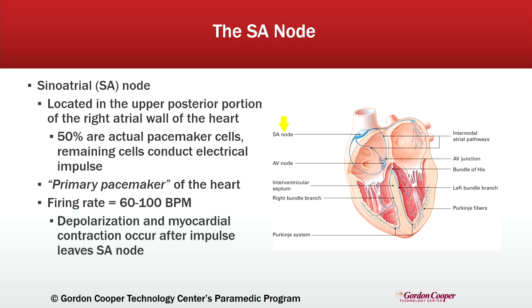Now you'll often hear it referred to as the primary pacemaker of the heart because it sets the pace for the rest of the heart's electrical system. So its firing rate's usually between 60 to 100 beats a minute, and that's a typical resting heart rate of an adult. So once the SA node fires, it sends an electrical impulse that causes the atria to depolarize, which is the trigger for them to contract and push blood into the ventricles. So this impulse sets the whole process of heartbeats into motion.